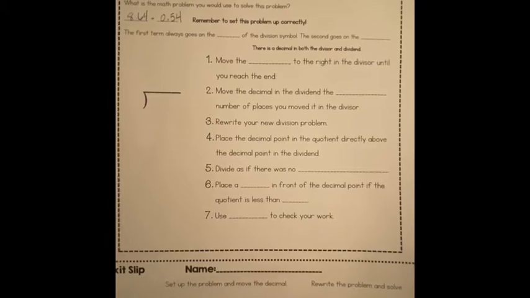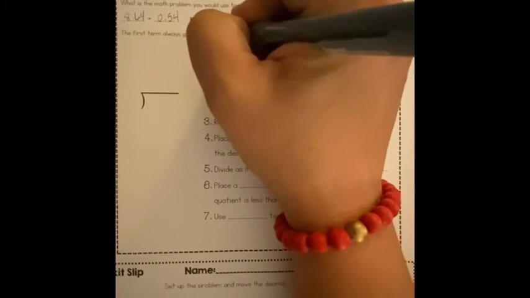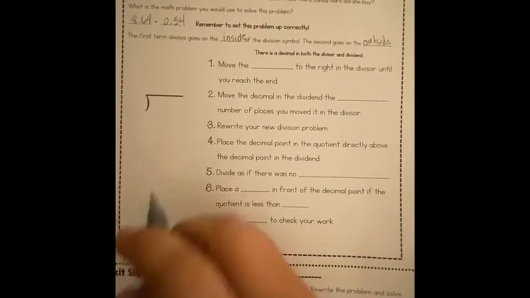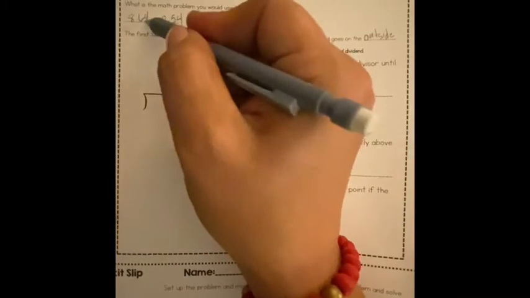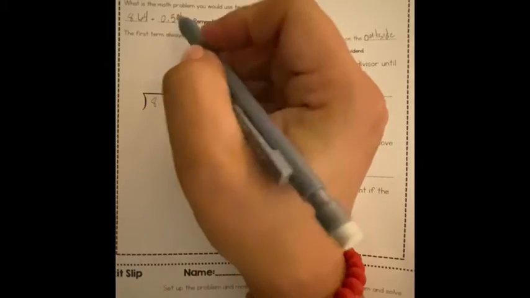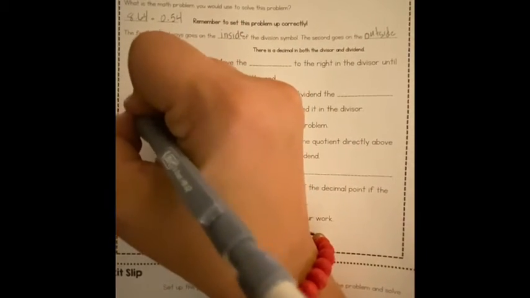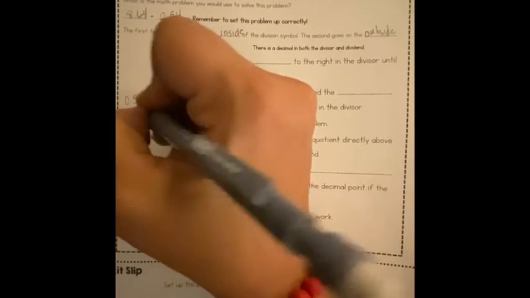So we need to remember that the first term always goes on the inside of the division symbol, and the second term always goes on the outside. So we're going to set it up like this. Inside, $8.64. Outside, $0.54. So there's the problem we're going to be working with today.